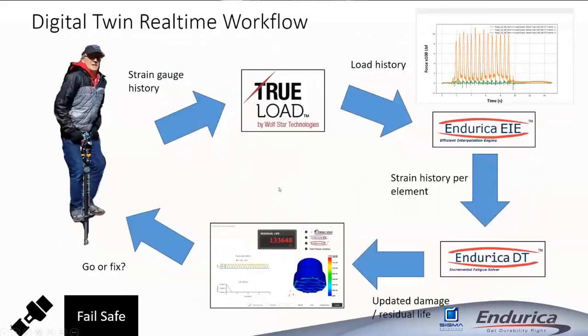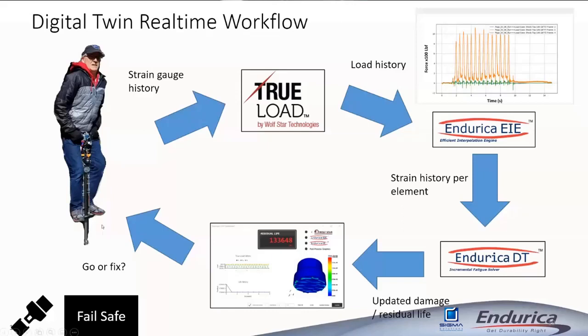The last example I want to talk about is a digital twin. Here's a picture of Tim Hunter from TrueLoad, and he's jumping on this pogo stick. This stick is instrumented with strain gauges such that as he's jumping, he can record in real time. There's a data acquisition system strapped to the handle.